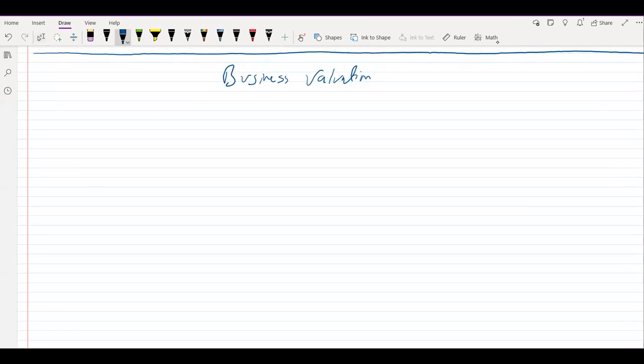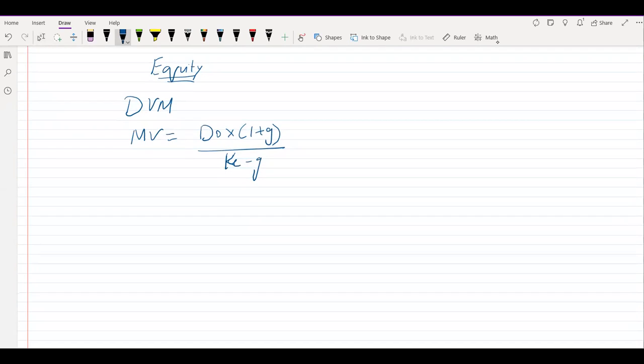Let's discuss the valuation of equity. First method is dividend valuation model. Market value is equal to D naught into 1 plus G divided by cost of equity minus G. It's a simple approach. You will use this formula if single growth is given.